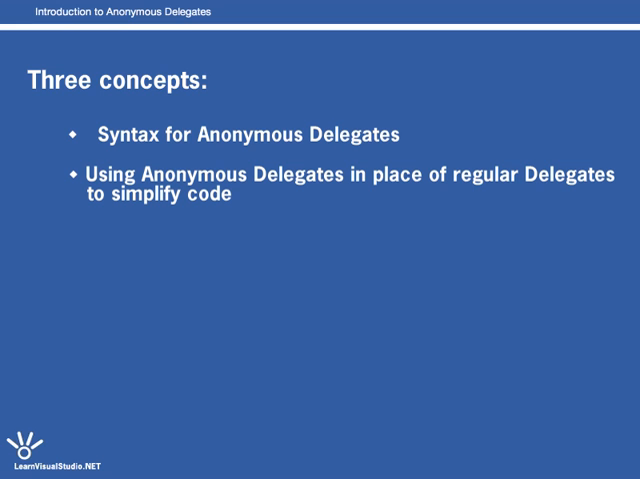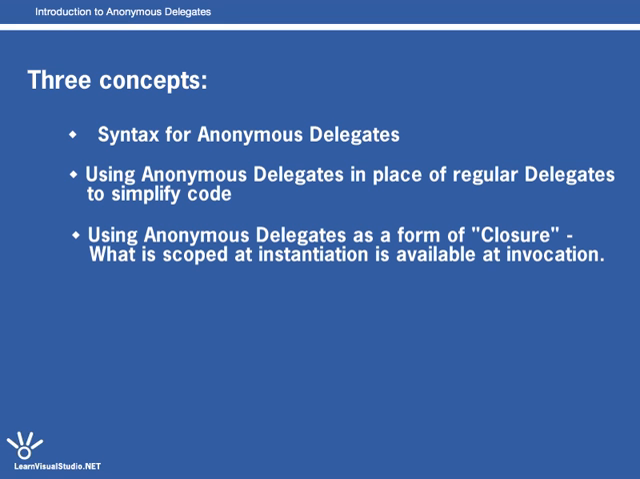And then the third concept is the concept of closure, which is a term that means your anonymous delegate understands the scope that it was created in, and it has access to variables that were passed in at the time it was instantiated, and it can use those values each time that instance of the delegate is invoked. So we'll build to that. Let's start simple and we'll build from there.